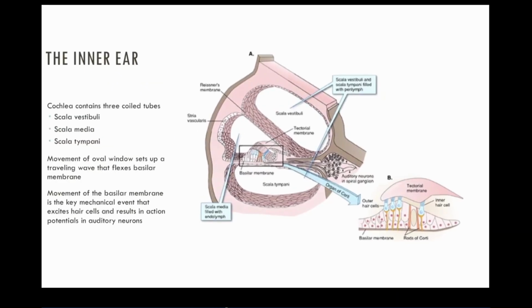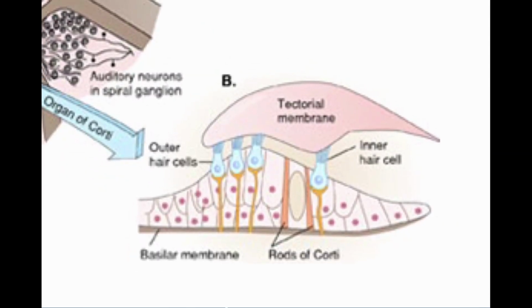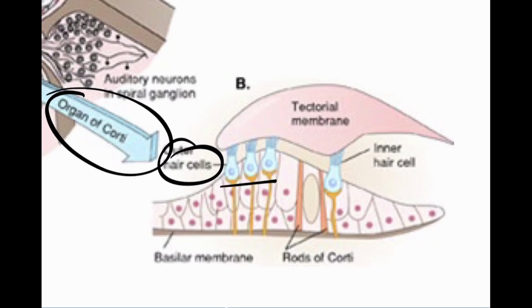What I want you to know is just this bottom area down here. This structure, B, is called the organ of Corti. And this is the actual apparatus that allows you to hear things. Okay? We have this tectorial membrane. Here are the outer hair cells. And you can see here are the inner hair cells.